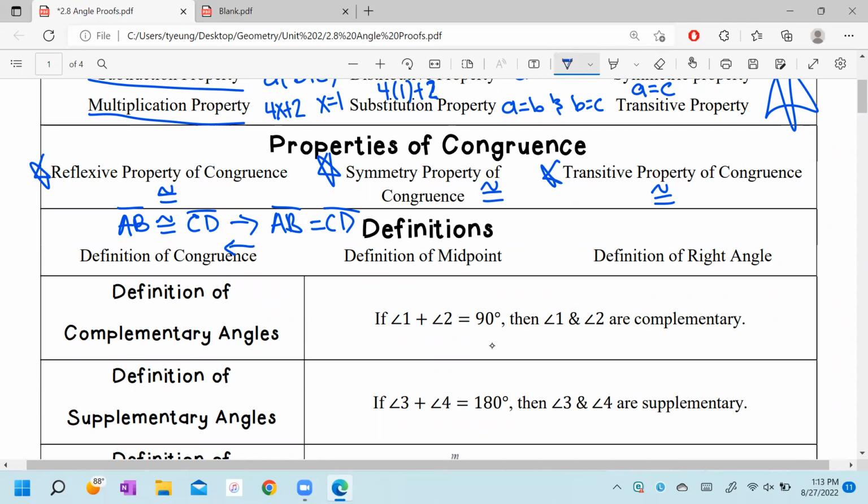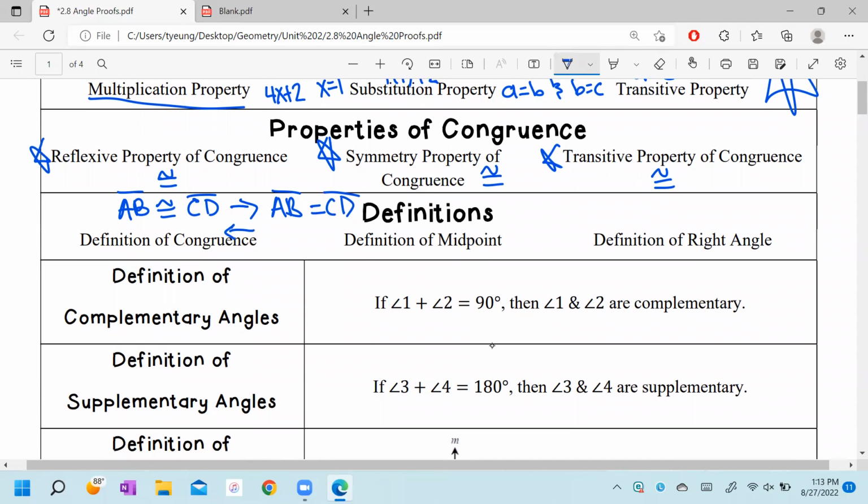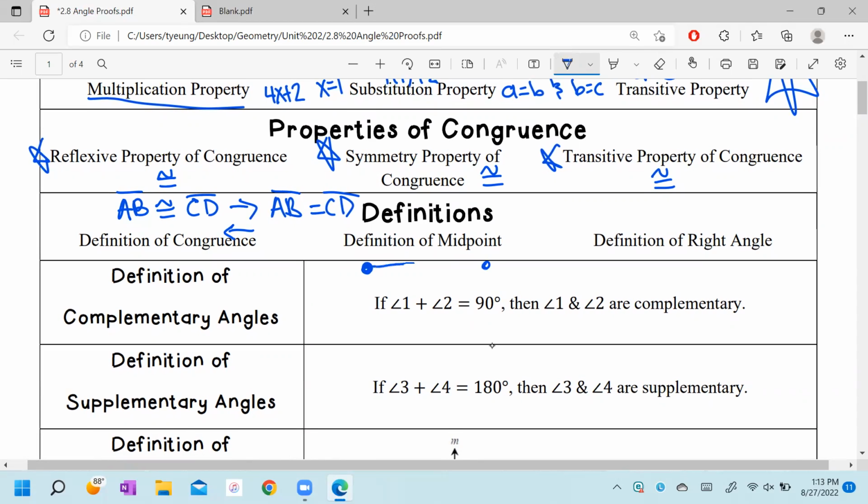Following that, we have the definition of midpoint. So the definition of midpoint says, if we have this line segment, and this is our midpoint, A and C are our endpoints. Well, this tells us that if M is our midpoint, AM is equal to MC. So the lengths of our line segments are equal to one another.